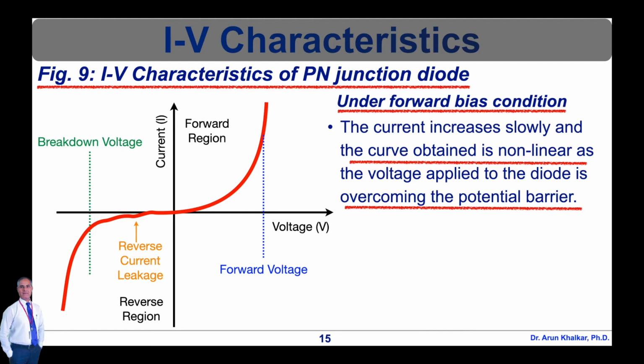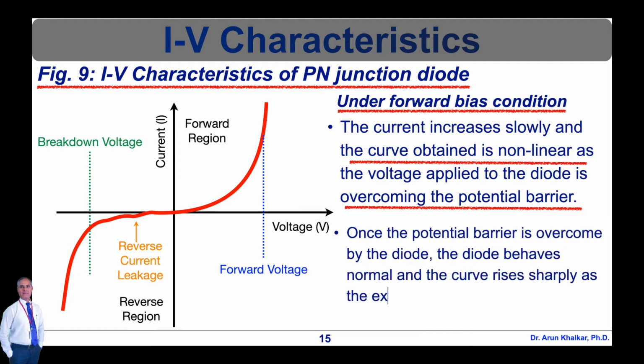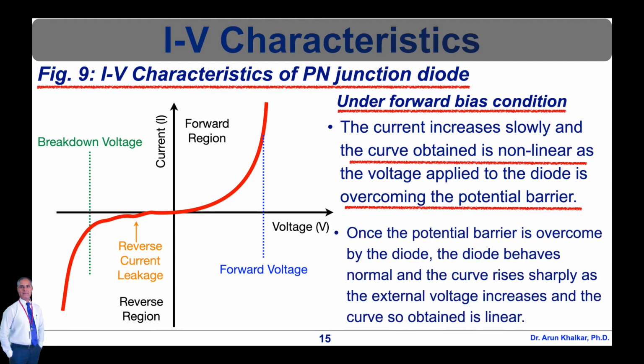When the diode is forward biased, the current increases slowly and the curve obtained is non-linear as the voltage applied to the diode is overcoming the potential barrier. Once the potential barrier is overcome, the diode behaves normally and the curve rises sharply as the external voltage increases, and the curve so obtained is linear.